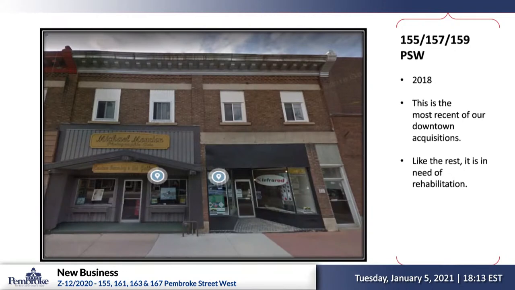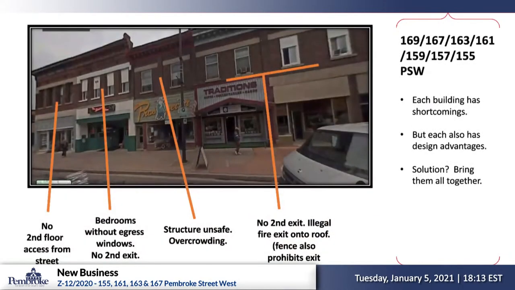And it had four apartments upstairs. Certainly it needs some rehabilitation. Now, if you remember my first building, we couldn't get to the upstairs because there was no access. Above the bar, there were bedrooms, but there was no second access. There were no windows in some of the bedrooms. 161 had an unsafe structure, and 155, the fourth building there, also has issues with fire exits. There was a fire exit which actually went onto a roof, which you cannot have.